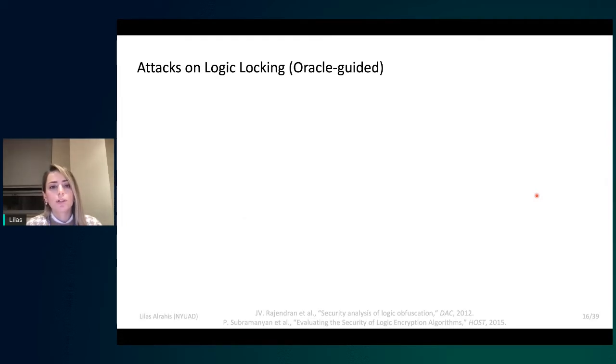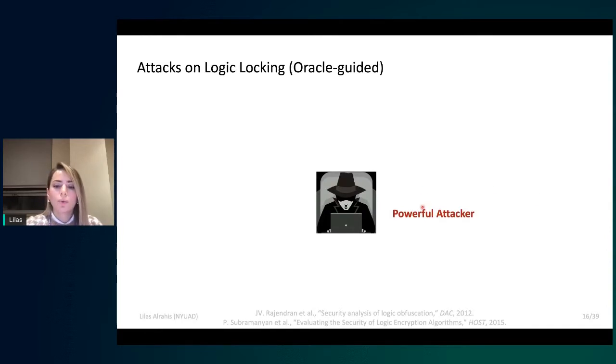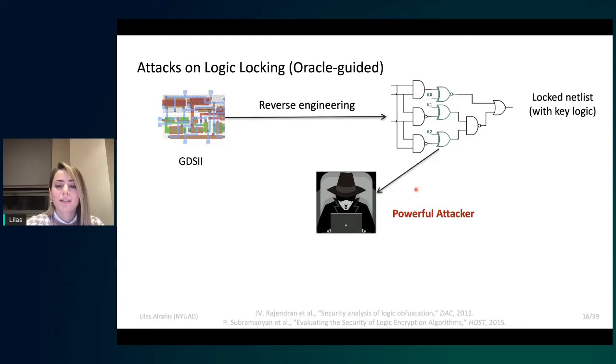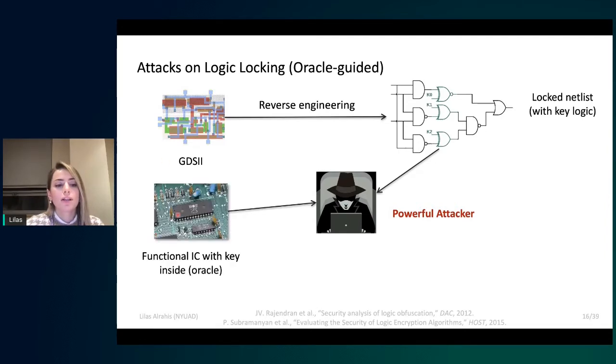The first threat model is what we call an oracle-guided threat model, in which we assume we have a very powerful attacker. This attacker has access to the reverse engineered locked netlist. This can be obtained by reverse engineering either the layout information during fabrication or the chip, which can be purchased from the market. This attacker also uses the chip as an oracle. This chip contains the secret key.